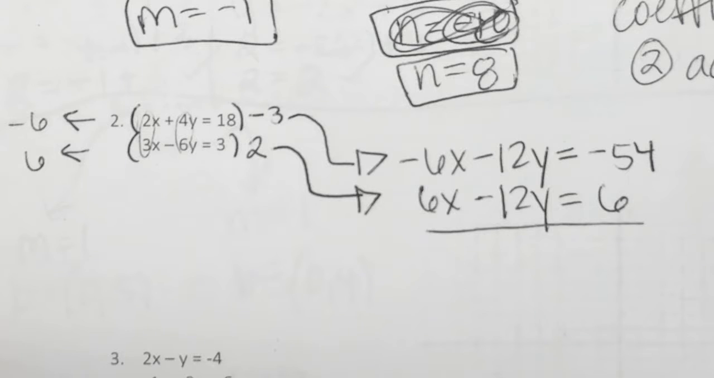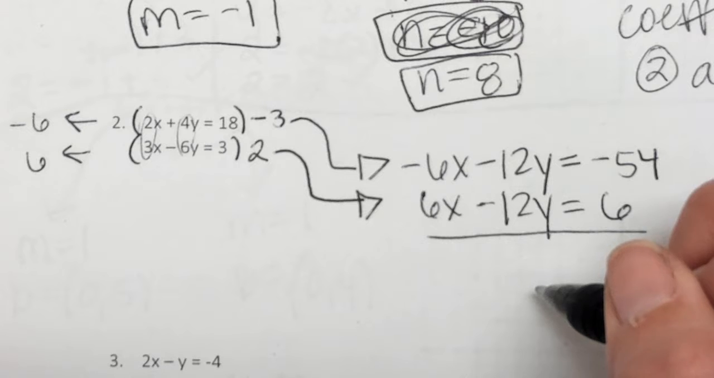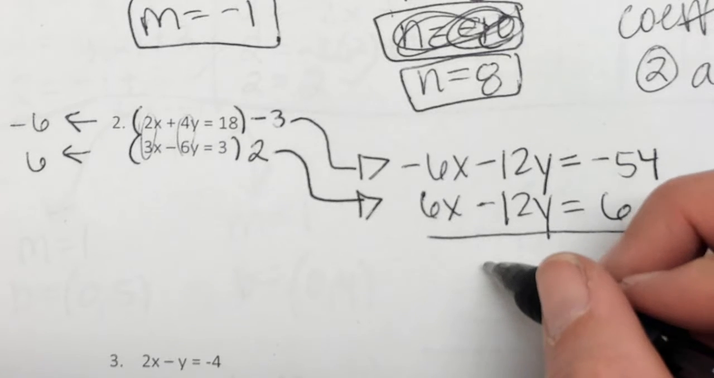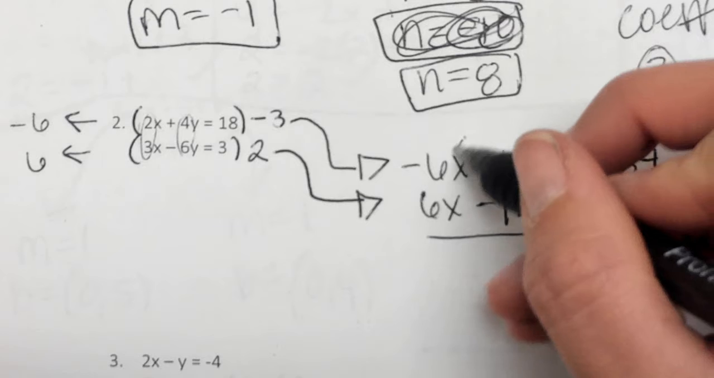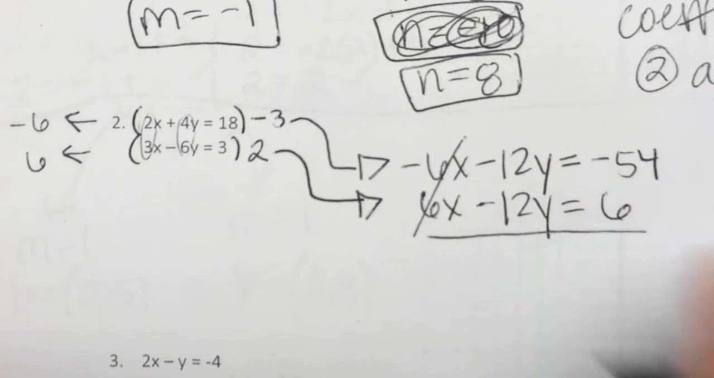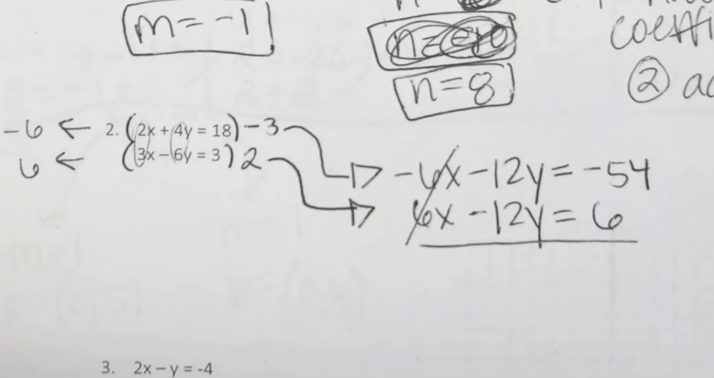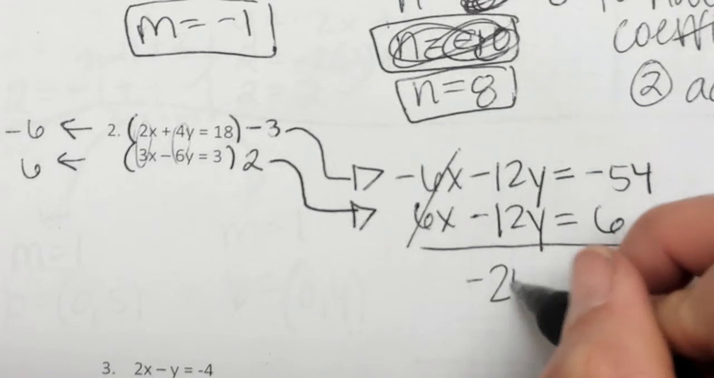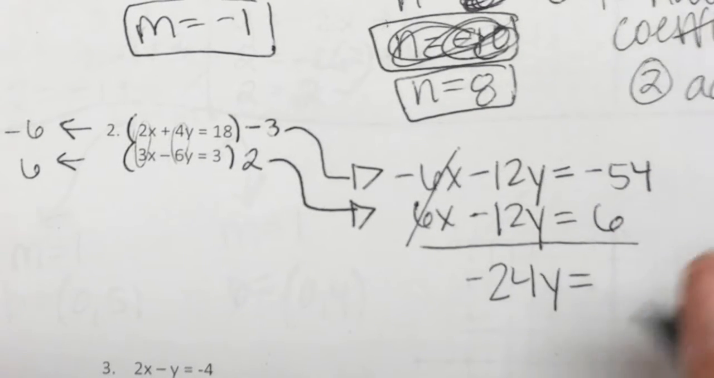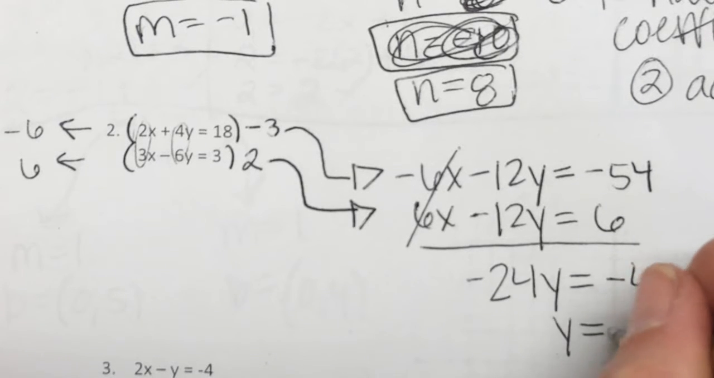Alright, so Sawyer, when I add them together, tell me what I would get. You would get the 6 ones would cancel out. Good. And the 12s would also cancel out. Why wouldn't these cancel out? Yes, if they were negative positive, then they would cancel, right? But what's negative 12 plus negative 12? Good. And negative 54 plus 6? Good. So y is what? 2. Very good.